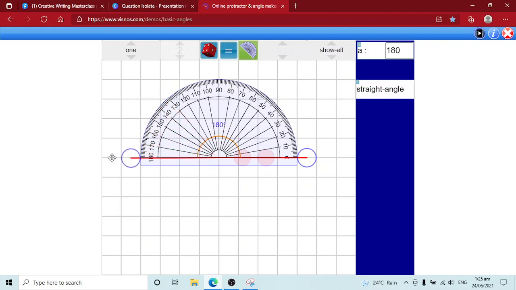So that's a perfect straight line. Oh, no, not yet. Okay, now it is 180 degrees. Wonderful. Now, if I increase from 180 or I pass 180, look what happens up here. It becomes reflex. So all these options here, it reflects.